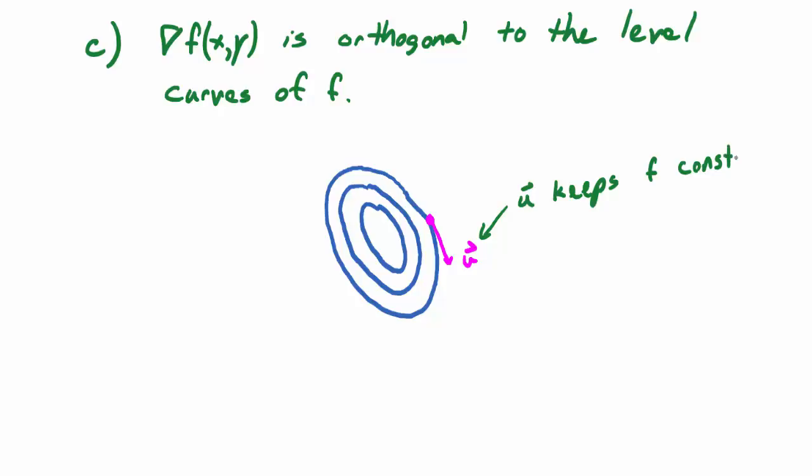So if you're moving in a direction specified by u and u is tangent with the level curve, that means you're moving in a direction that keeps you at the same height on the hill or in the crevice or whatever the surface looks like. Okay?